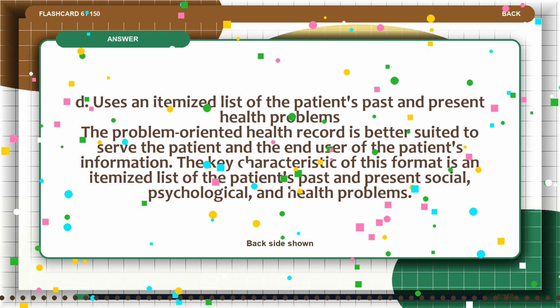The answer is D. Uses an itemized list of the patient's past and present health problems. The problem-oriented health record is better suited to serve the patient and the end user of the patient's information. The key characteristic of this format is an itemized list of the patient's past and present social, psychological, and health problems.